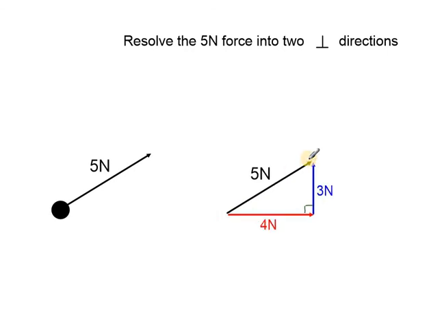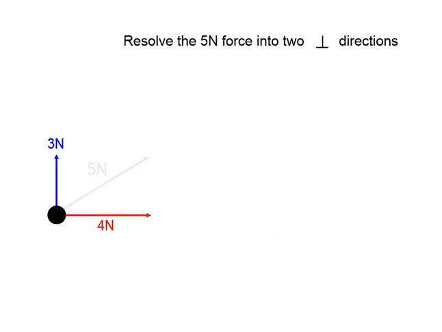We check the direction of the arrows to make sure they're correct, so the 5 Newton force starts here, ends there according to that arrow, and the red and blue arrows do exactly the same. They start here and end here. We can now replace the 5 Newton force with these two forces which are perpendicular to each other, like this. We resolve a single force into two forces perpendicular to each other to aid problem solving.